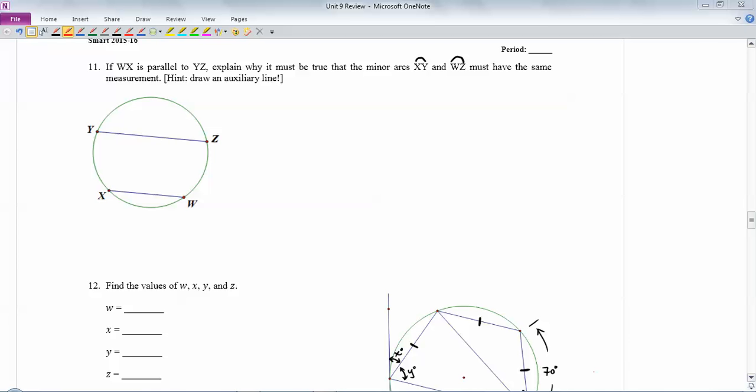Okay, so this video is the Unit 9 review. We'll do numbers 11, 12, and 13. So this is page 5. So in this one, let's see.